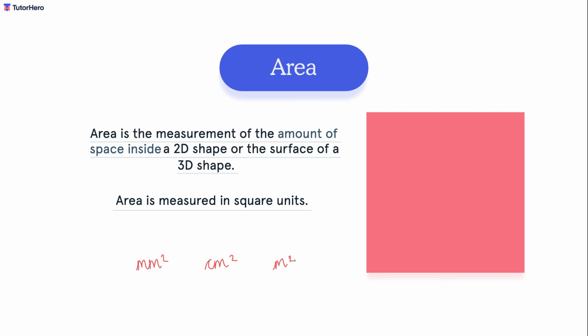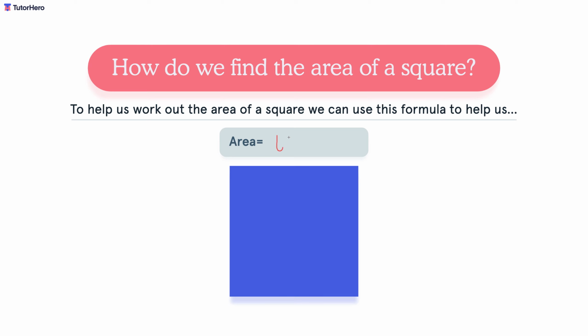How do we find the area of a square? To help us work out the area of a square, we can use this formula. Area equals L squared. L refers to one of the sides. Remember that a square has 4 equal sides.